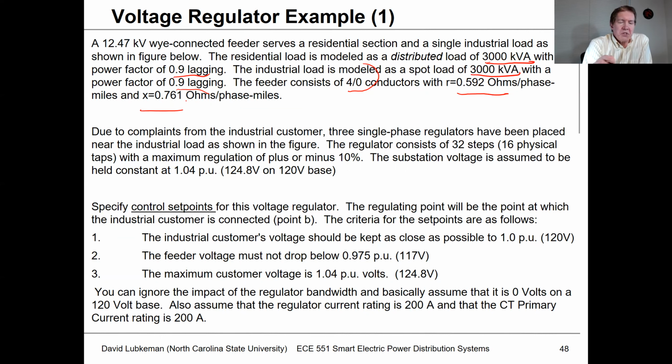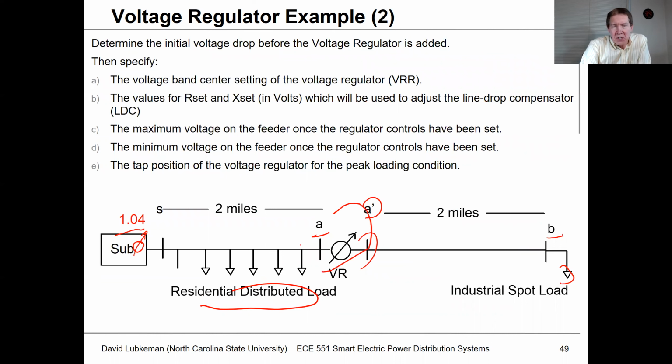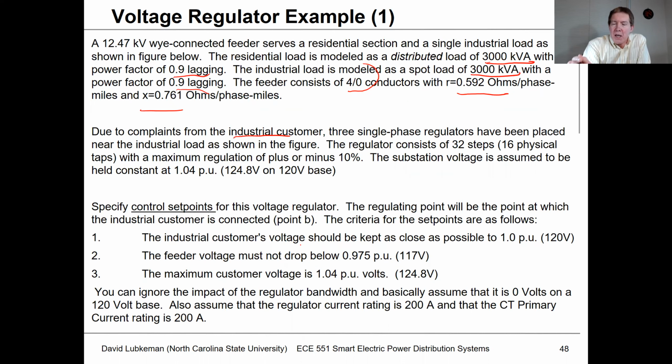So let's suppose we had this circuit operating. We'll start off with a baseline, and we've gotten some complaints from this industrial customer that the voltage is too low. What we're going to do is fix that by putting in this regulator. Let's suppose the regulator consists of 32 steps, which means 16 physical taps. The 32 refers to the plus-minus range of operation, and 16 taps is the number of taps on the series winding. Let's suppose this gives us plus or minus 10% regulation.